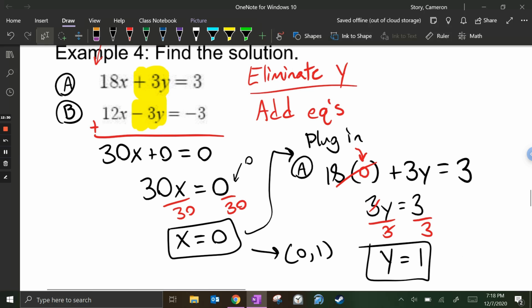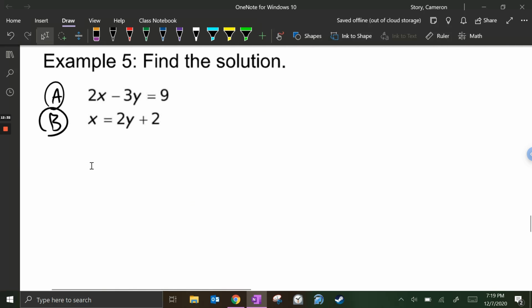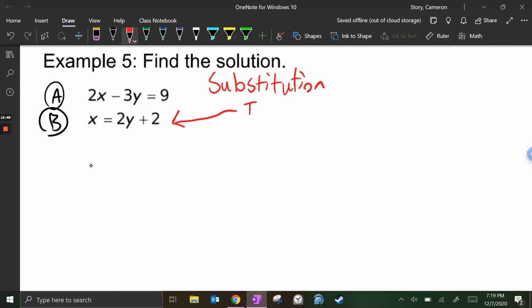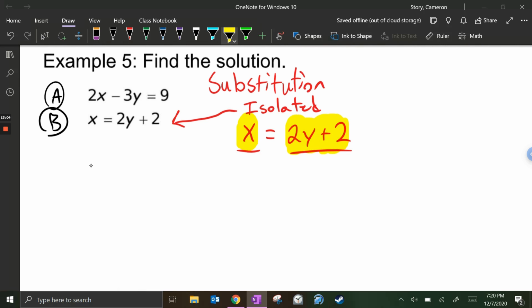Okay, let's see what we got for the next one. Okay, this is going to be our last example for today. And luckily, we're finally about to see the substitution method in action. Okay, so we're actually going to use substitution here, mostly because I see this isolated x. We have x, that isolated variable, is equal to 2y plus 2. I'm going to underline that as well, because this is going to be acting as my substitute.